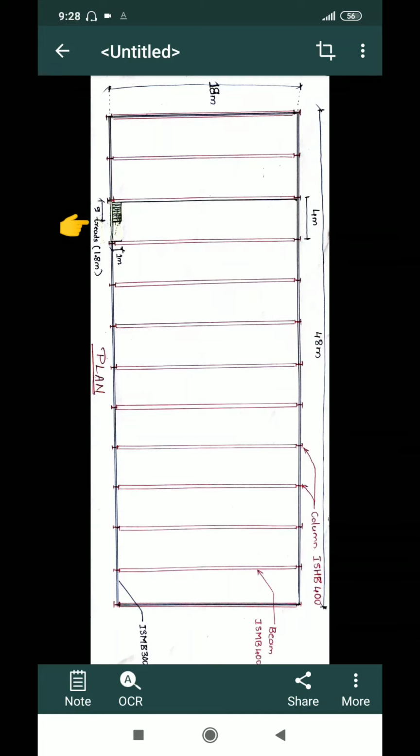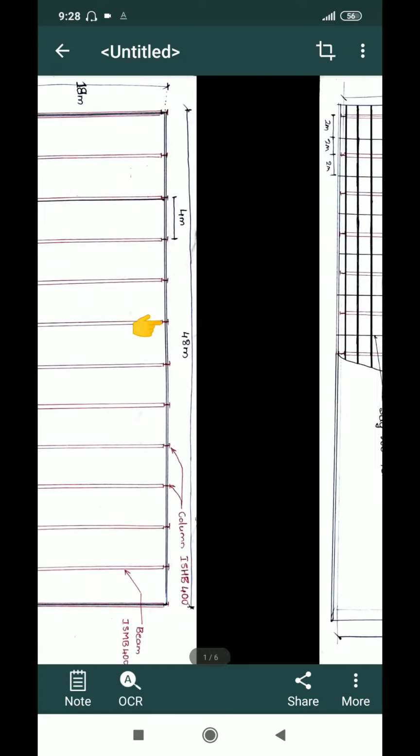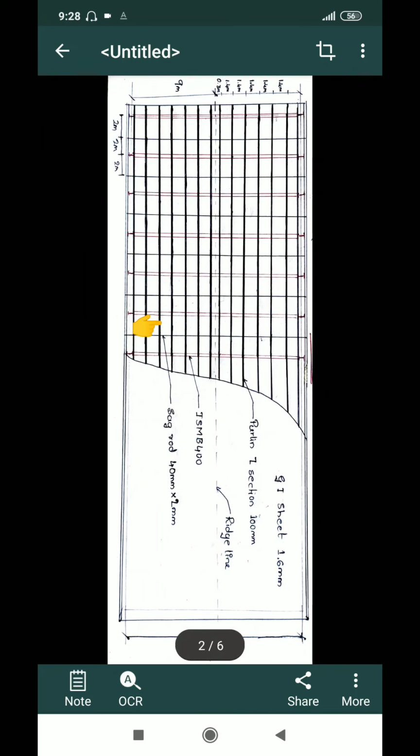I will provide 9 treads, meaning 10 risers, each riser of 100 mm, and tread width I will keep as 200 mm. So riser and tread both are at 200. So the total width of the flight, the length of the flight, is 1.8 meter, and the total floor height is 2 meters. So this is a primary description of the building. Now let us go into detail.